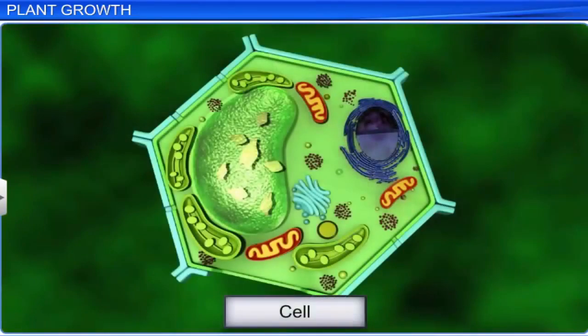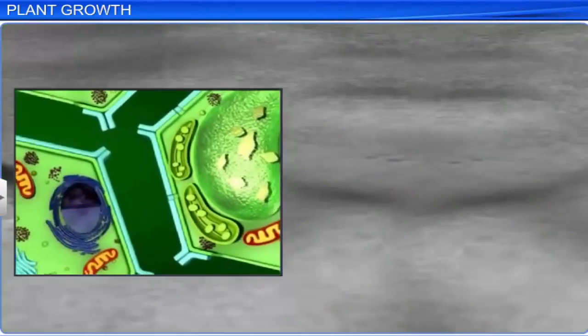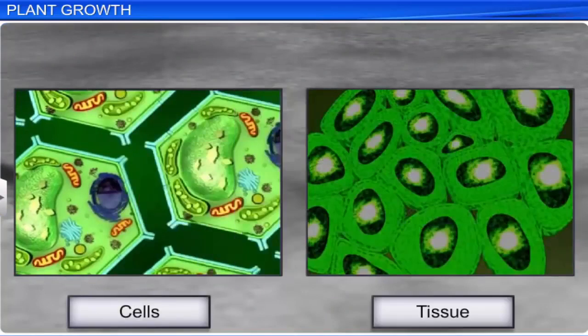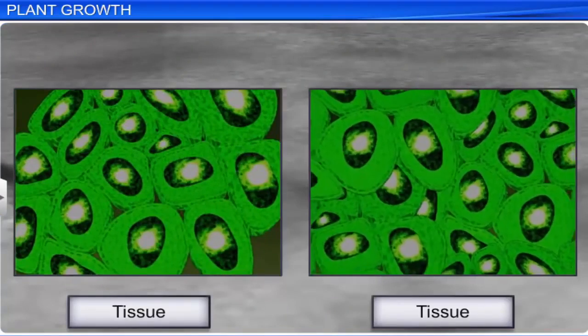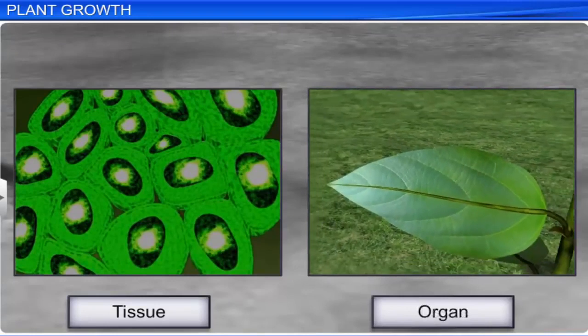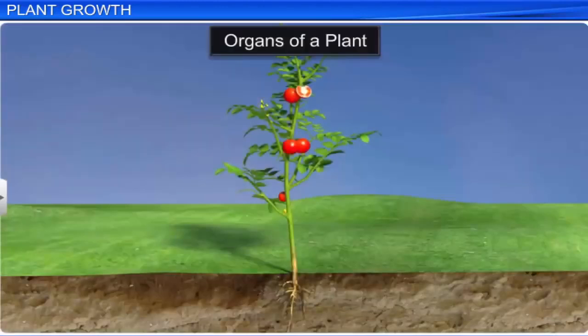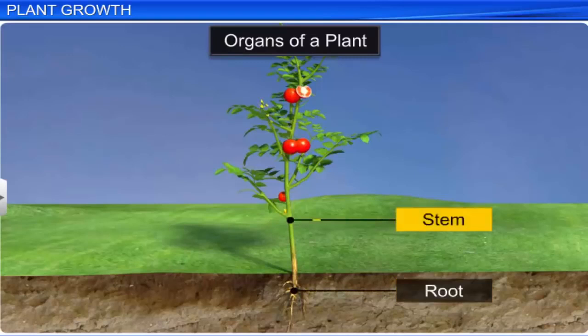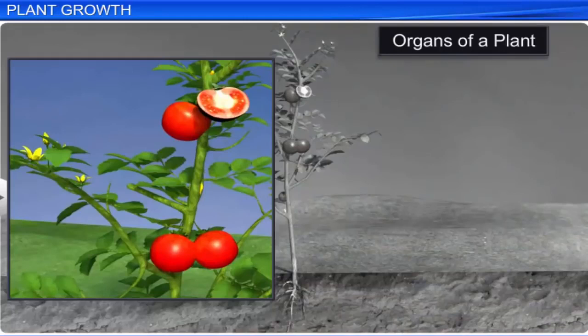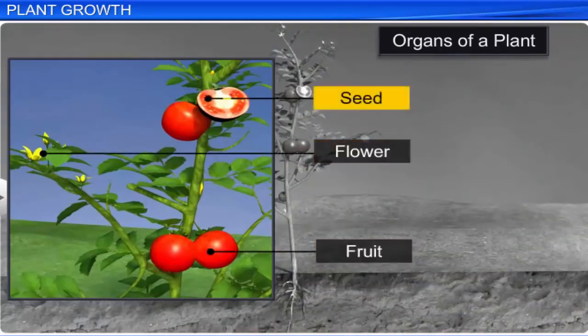Plants are made up of cells. Cells together form tissue, which joins to form an organ. The organs of plants include vegetative parts such as roots, stems and leaves, and reproductive parts such as flowers, fruits and seeds.